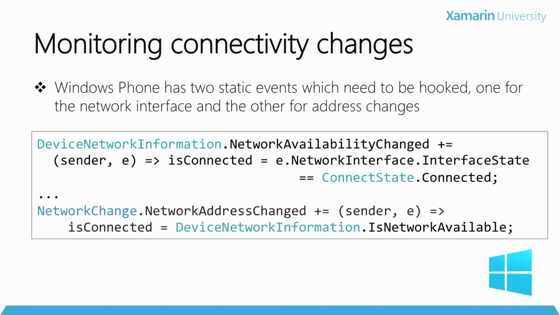Finally, on Windows Phone, we need to hook two different static events. The first is used to notify our app when the network state changes. For example, if we are suddenly disconnected from the network because the user put the device in airplane mode. The second event is used when the assigned TCP/IP address changes. And this can happen if we connect to a different Wi-Fi network, or if we switch from cellular to Wi-Fi.